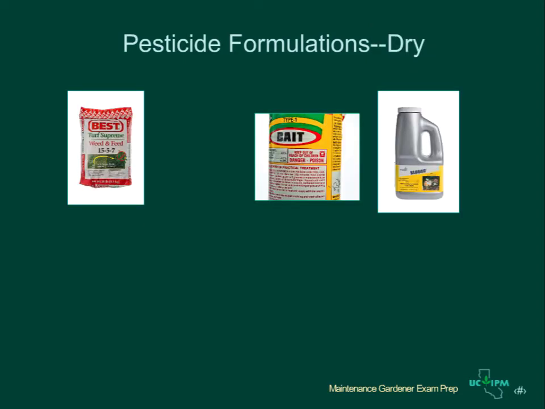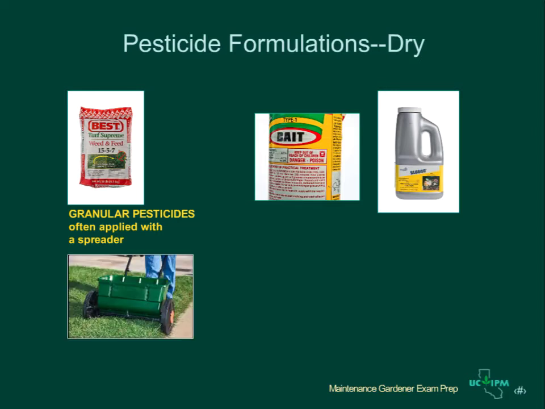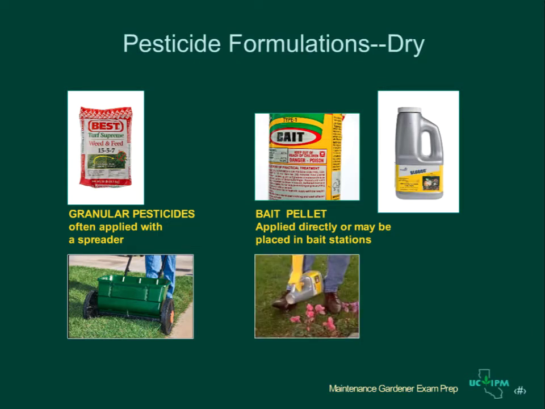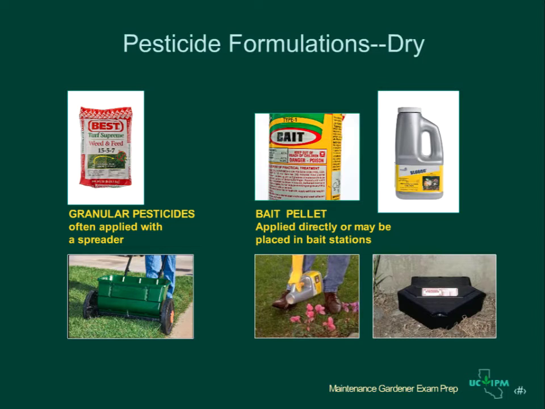In addition to liquid sprays, some pesticides are applied dry as granules or baits. A number of insecticides and herbicides are formulated as granules for application to lawns. These are sometimes formulated together with a fertilizer product. These are applied with spreaders. Bait pellets are used for some rodenticides and some snail and slug control products. These may be applied directly or placed in bait stations. Bait granules are also available for controlling certain insects including ants, earwigs, and cutworms.